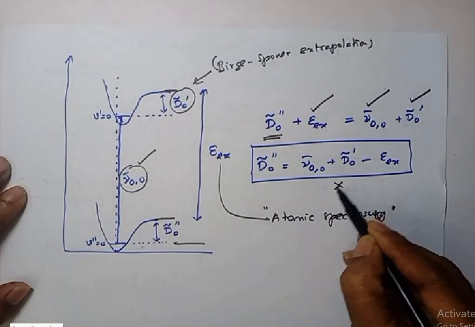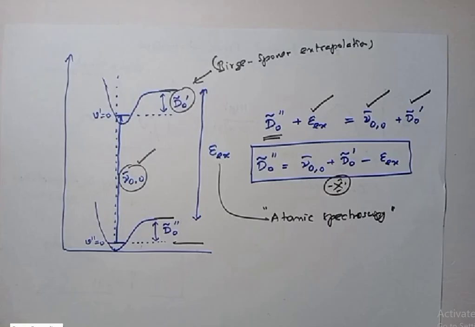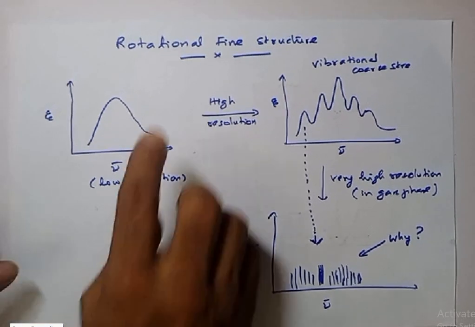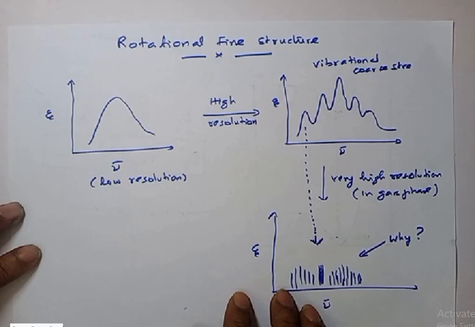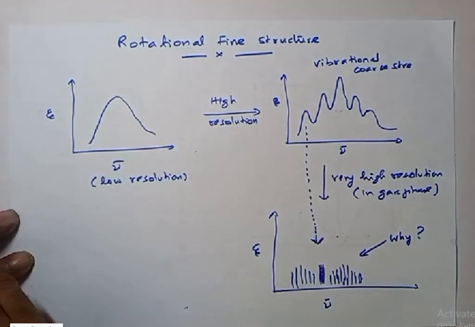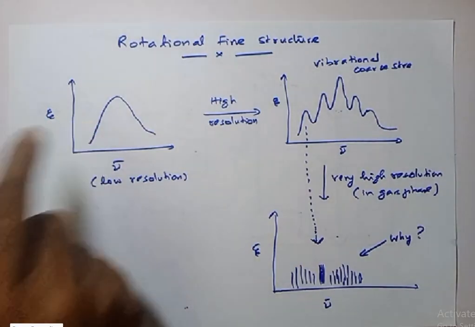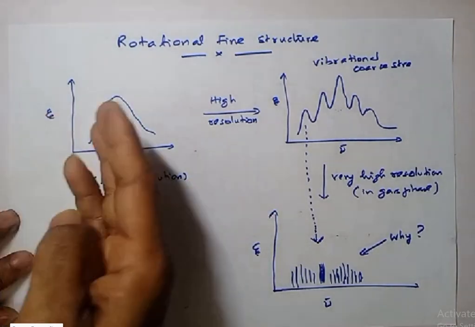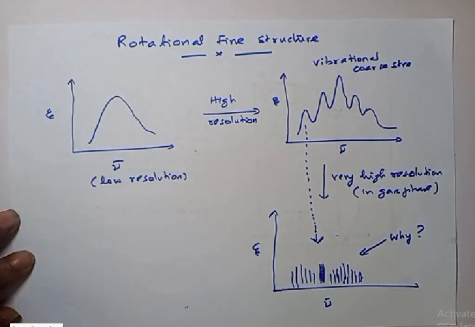Okay, and try to remember all these formulas. So the next topic that we are going to discuss under electronic spectroscopy is rotational fine structure. You all know that in a low resolution spectrometer, if you take the electronic spectrum of a diatomic molecule, it appears like a band, very specifically in the solution state.